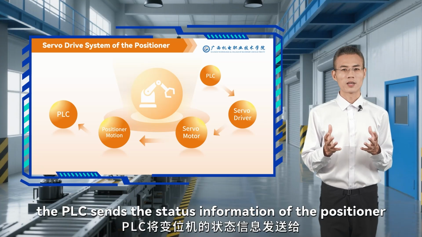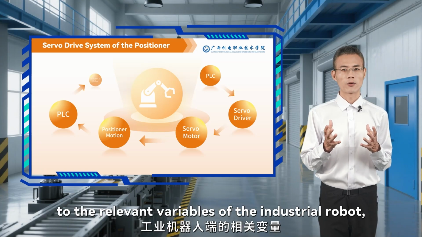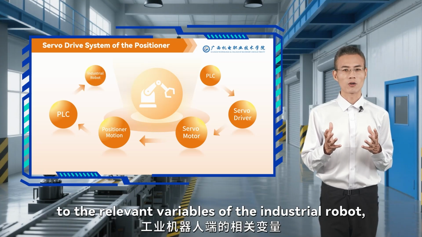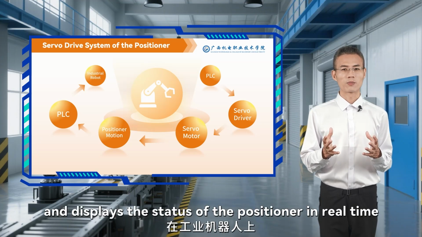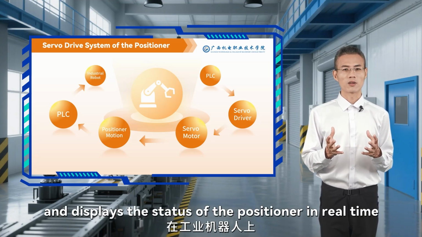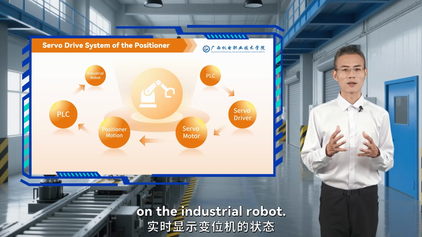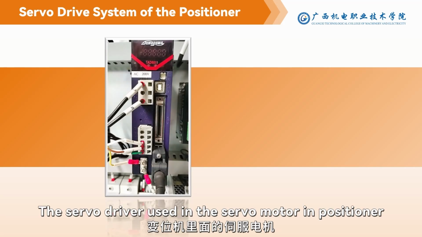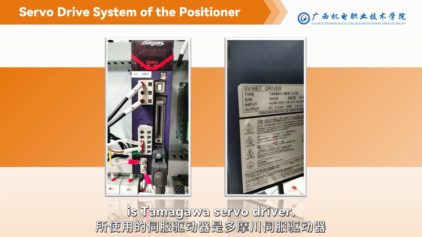Meanwhile, the PLC sends the status information of the positioner to the relevant variables of the industrial robot and displays the states of the positioner in real time on the industrial robot. The servo driver used for the servo motor in the positioner is the Tamagawa servo driver.